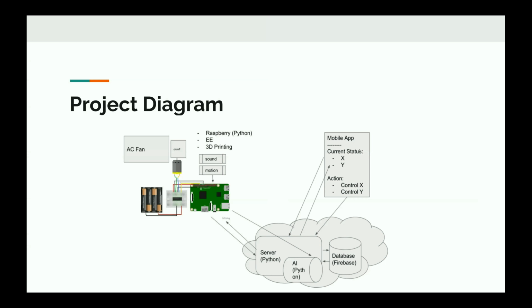For my project diagram, it looks roughly like this. On the left is the hardware part, where I have the Raspberry Pis, the 3D printing parts, the motors, all the wiring and proto boards and stuff. And then on the bottom, I have the servers, the databases, all the AI functions. And then on the right, I have the mobile app, which has all the statuses and the actions.